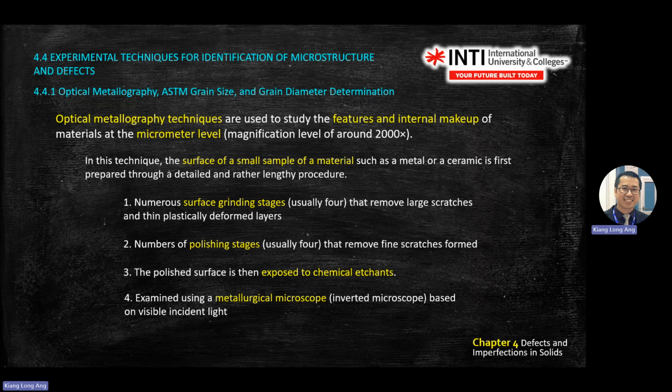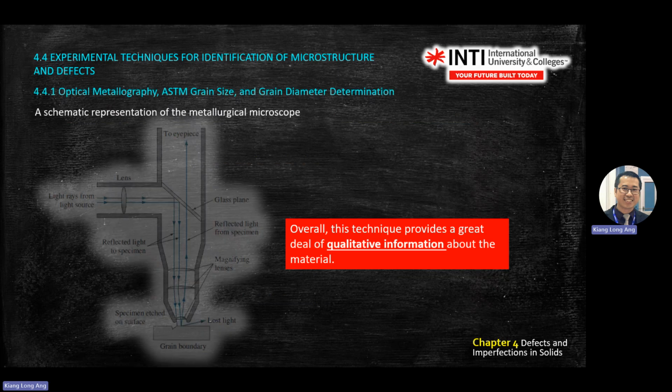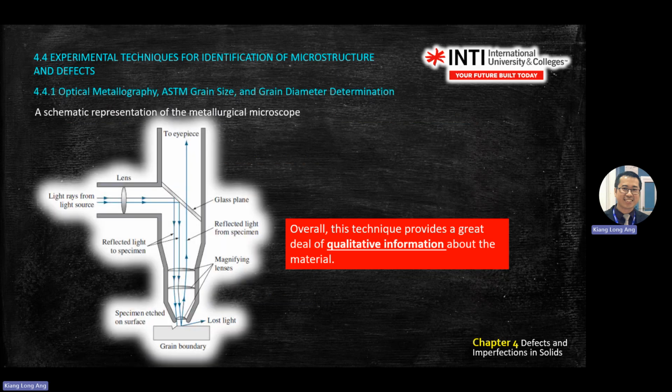These are the steps you cover in your lab, like step one, you do what until etching. You need to polish all these things. Another microscope, that one is under qualitative information about the material. This is the microscope, how a microscope works. Light comes in, they reflect, then bounce back to the eyepiece, right?